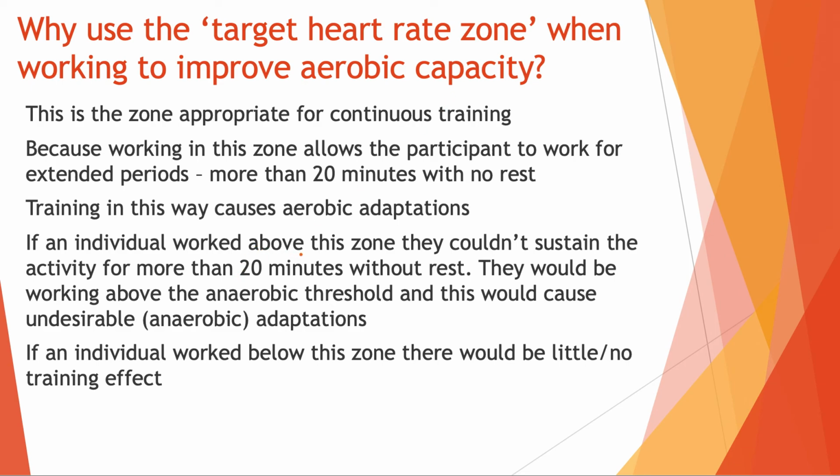If an individual were to work above the target heart rate zone, then they probably wouldn't be able to keep that up for 20 minutes or more. They'd be working, therefore, above their anaerobic threshold, and that would be causing anaerobic adaptations rather than the aerobic adaptations that we're looking for. If an individual were to work below the target heart rate zone, then there would be little or no impact on aerobic capacity.